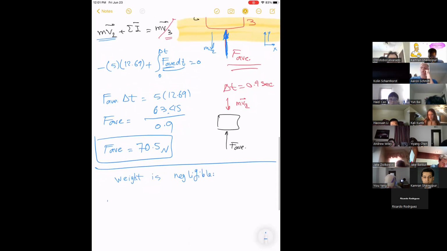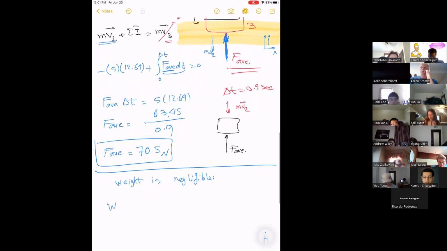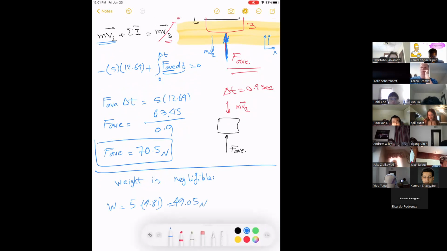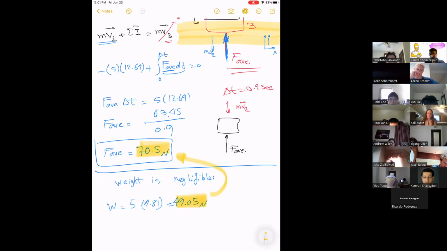How much is the weight? It's 5 kilogram, right? So 5 times 9.81 is going to give you 49.05 Newton. Do you think I can neglect 50 Newton when I'm dealing with 70 Newton? Yes or no? Probably not the best idea, right? Because they're almost the same order. It's not even double.